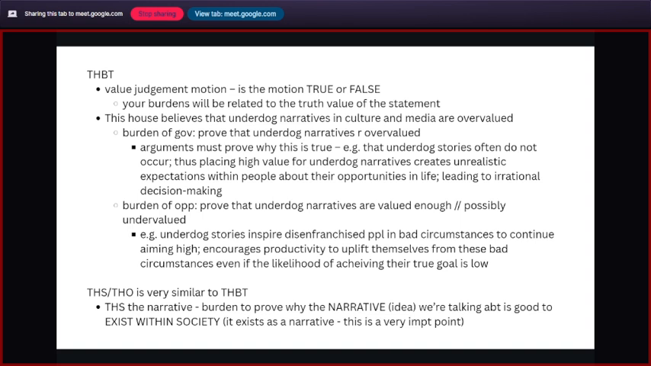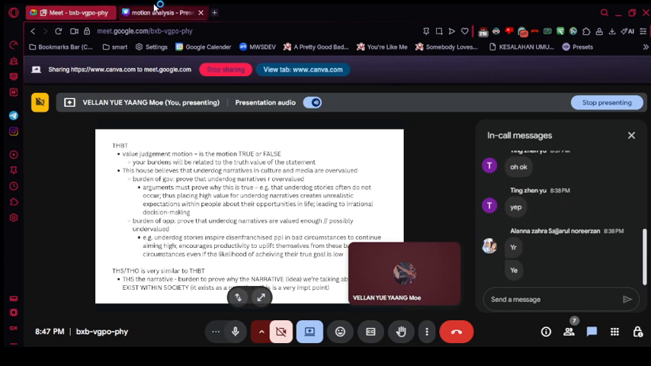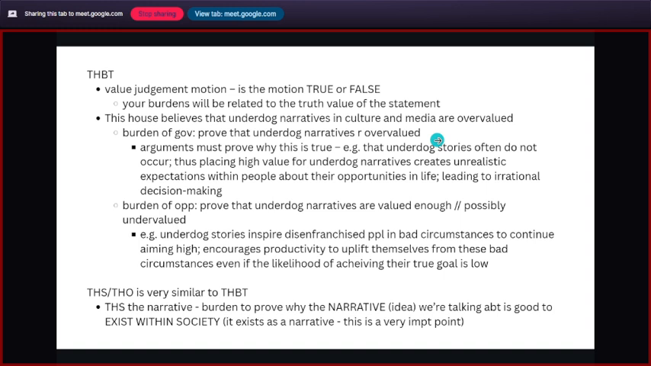I feel like maybe I overcomplicated it a bit, but TLDR, it's just about proving whether or not a statement is true or whether or not a statement is false. No questions? Okay. Next.